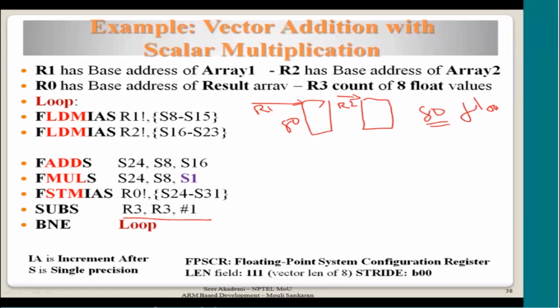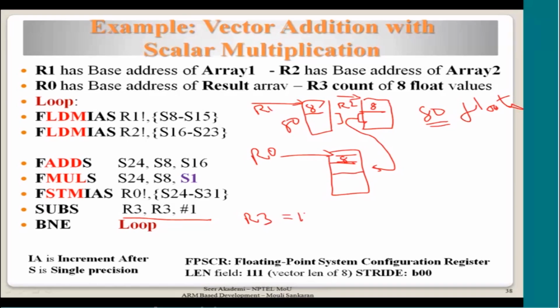Four bytes each. Now we have taken 8 data from memory, multiplied and scaled, and then written the 8 values into another location pointed to by R0. Now you want to take the next set of 8 values from here and there, perform the operation, and write into the next set of results. So how many times will you do it? The count R3 will be initialized with 10. So you perform this 10 times.